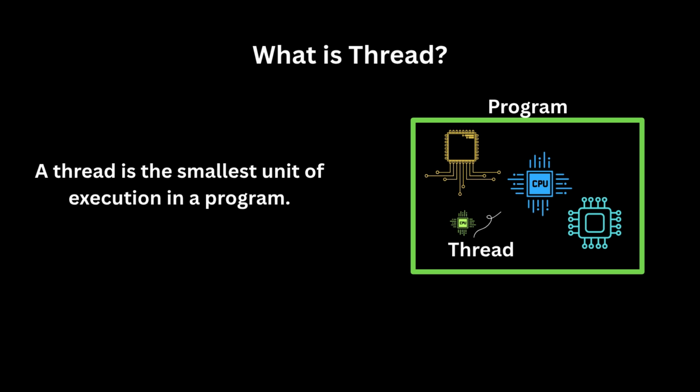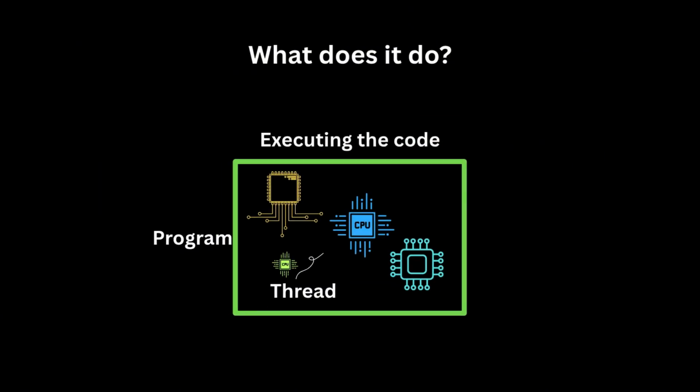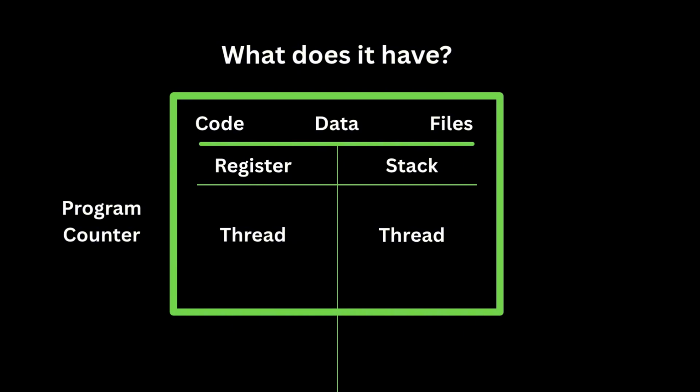A thread is the smallest unit of execution in a program. You can think of it as a single path of instructions that the CPU follows step by step. In a process, which is an instance of a running program, a thread is responsible for doing the actual job, which is executing the code. Every process has at least one thread, called the main thread, but a process can have multiple threads that run different parts of the code at the same time.